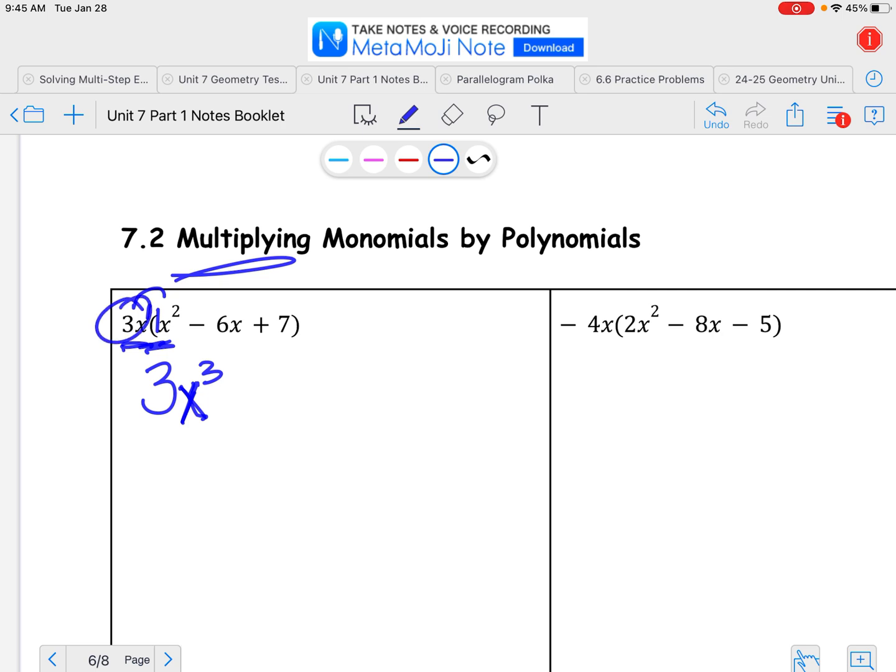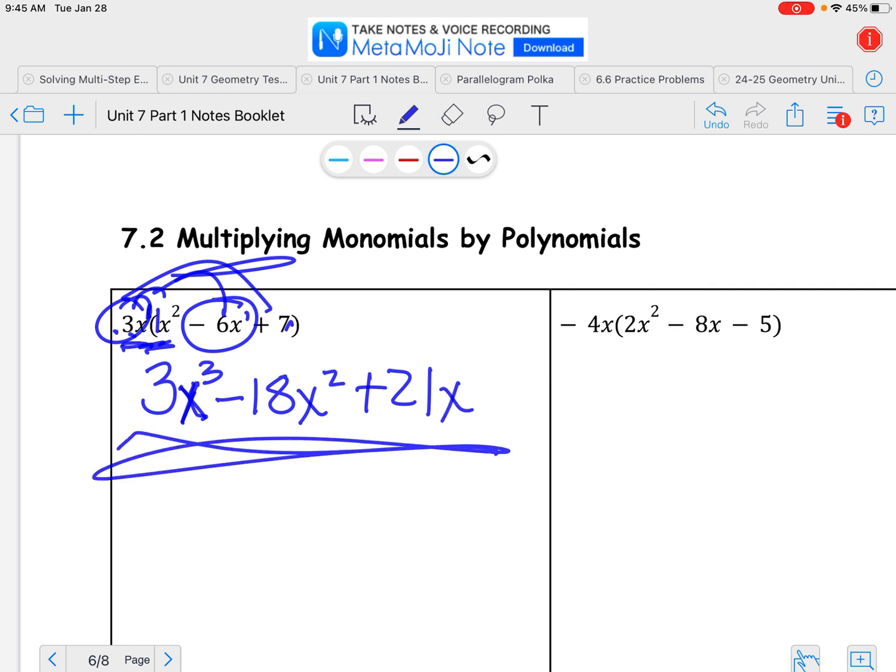Then we do 3x times, because we're going to distribute it, negative 6x. So that's negative 18, and we add the exponents. 1 and 1 is 2. 3 times 7, we're going to distribute it here, is 21. And x times nothing is still just x. And that's my answer. I can't simplify it any further. That's all I can do.